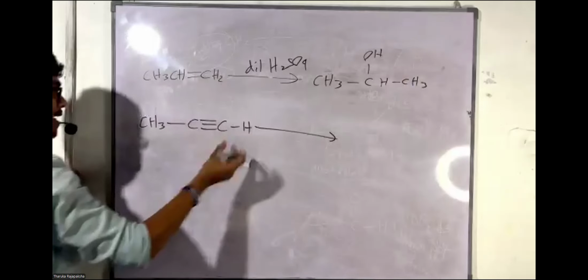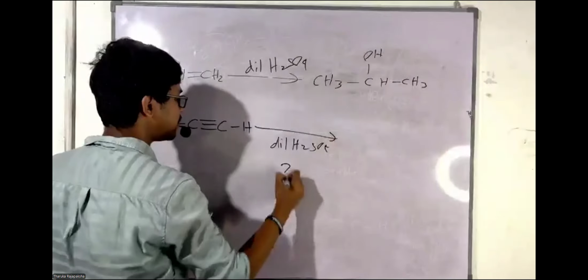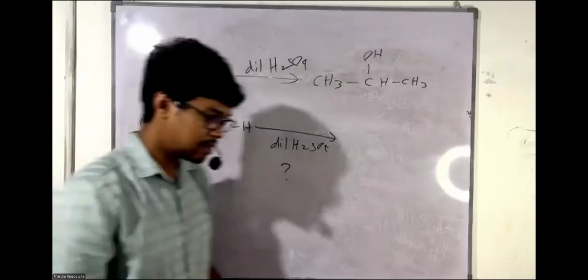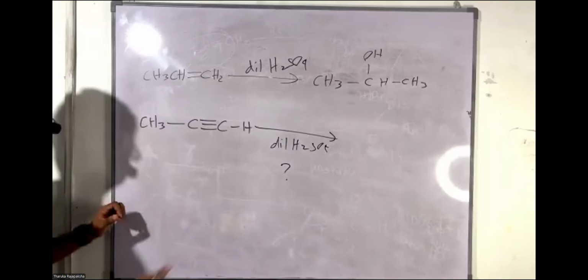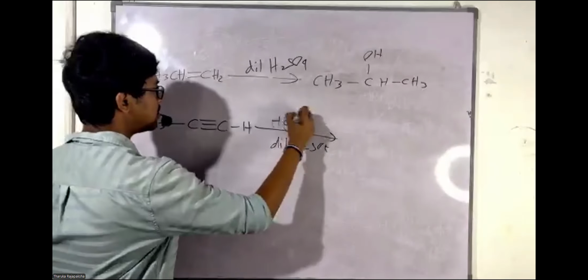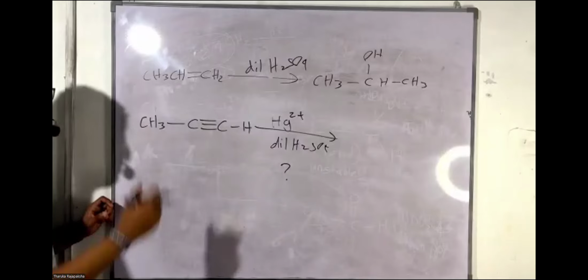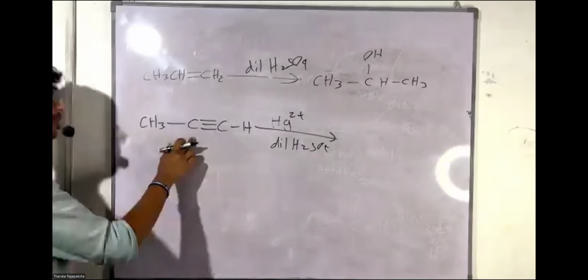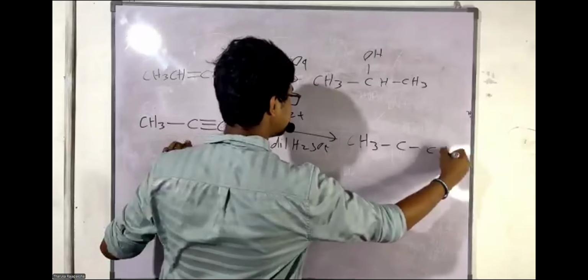But for alkynes, adding dilute H2SO4 is not enough. So you give something extra. That something extra is Hg2+. So we add Hg2+ and dilute H2SO4. Then only the reaction happens. Now the product of this will be something like this.